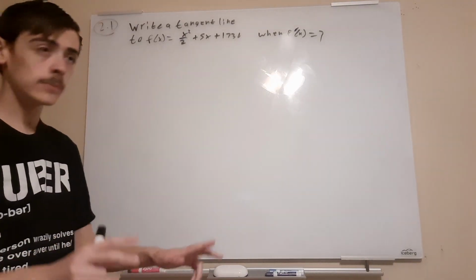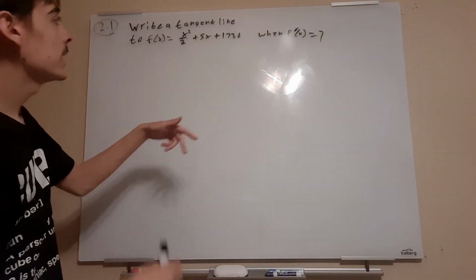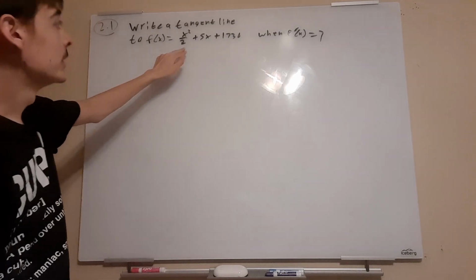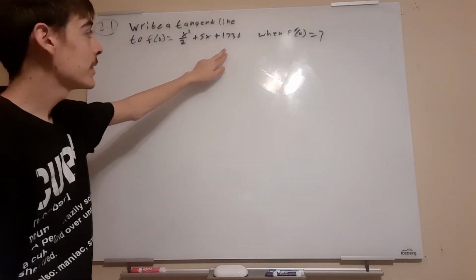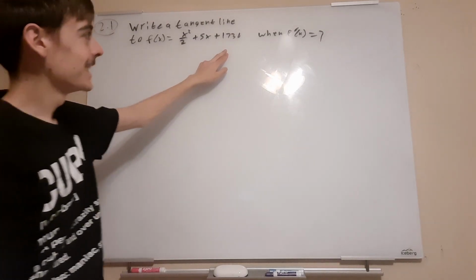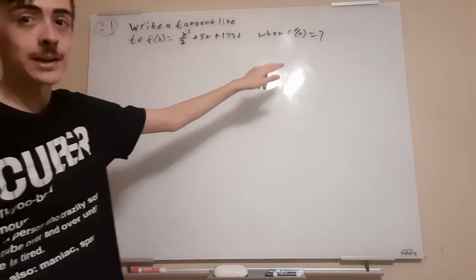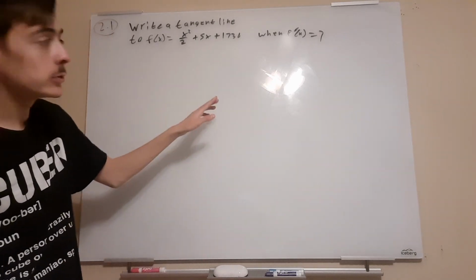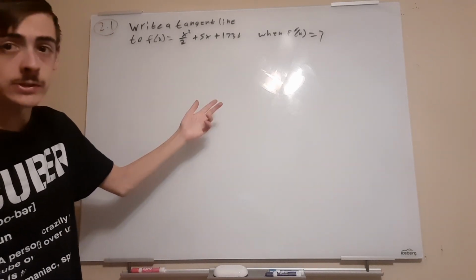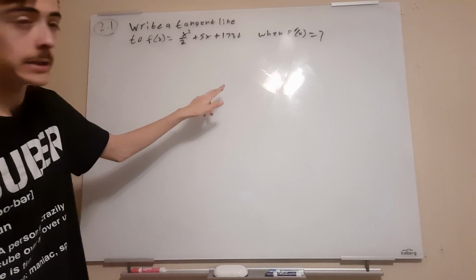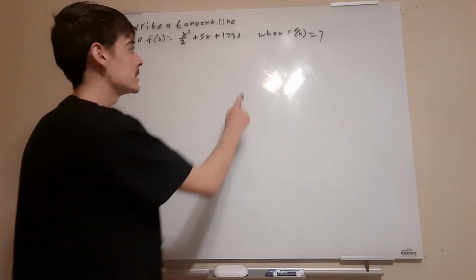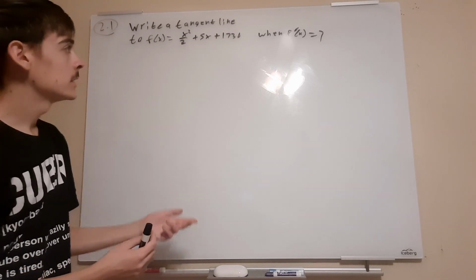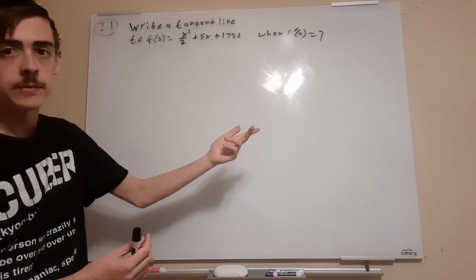Okay, we have another curveball here. Write a tangent line, typically easy, to f of x equals x squared over 2 plus 5x plus 1,736 when f prime of x equals 7. So first off, don't let this constant scare you. When we end up taking the derivative of that, it's just going to equal 0 because it's a constant. So that's the first thing we want to care about. But also notice, we're not given a point this time. We're given what the derivative equals. So when the derivative equals 7.